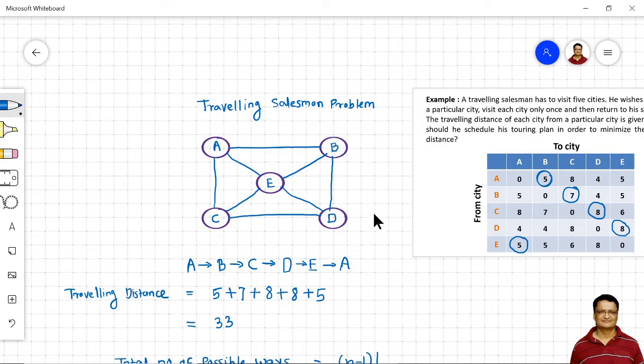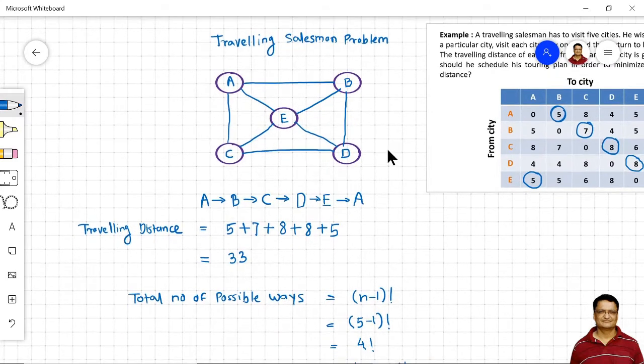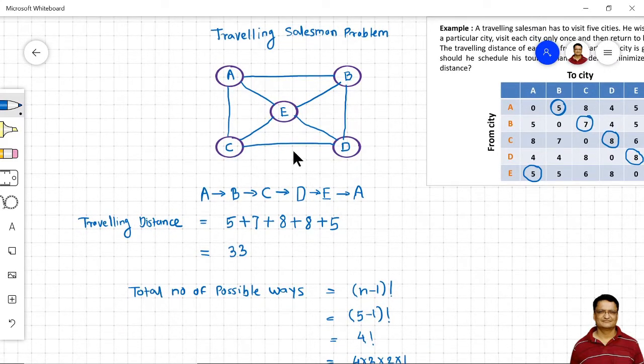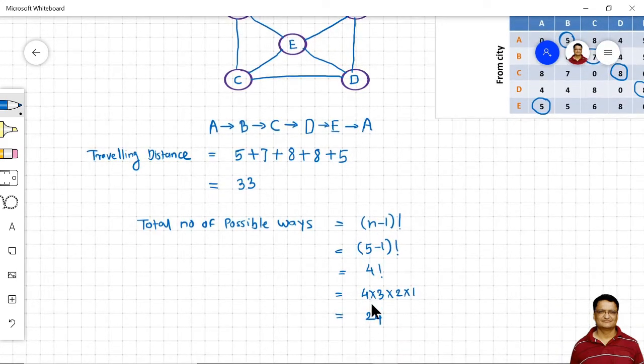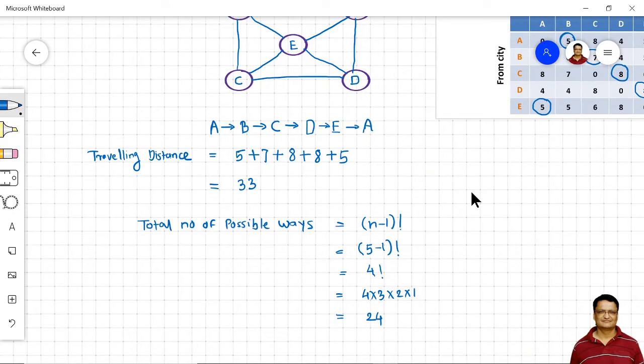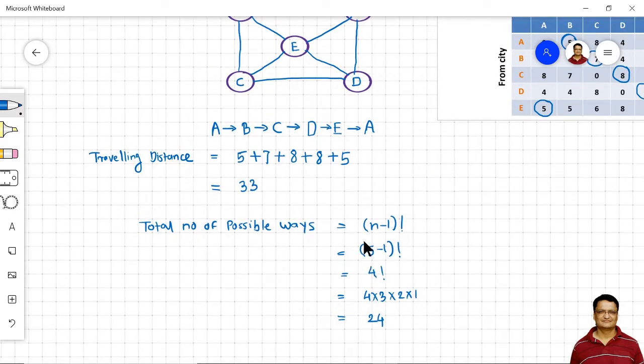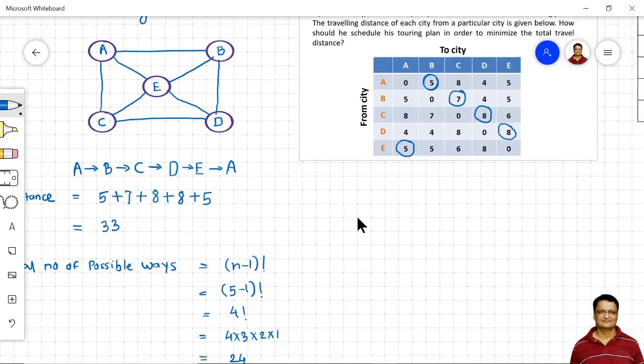Now if you want to calculate all the possible combinations like A, B, C, D, E or A, C, D, B, E, A, there will be 24 combinations, which is given by (n minus 1) factorial, where n is the number of cities. So for 5 cities you get 24 combinations. Now you can imagine how many combinations there will be for, let us say, 20 cities. So we cannot calculate this kind of problem with the help of this brute force approach of calculating all possible ways. That is not a feasible way. So we will apply the Hungarian method to solve this kind of problem.